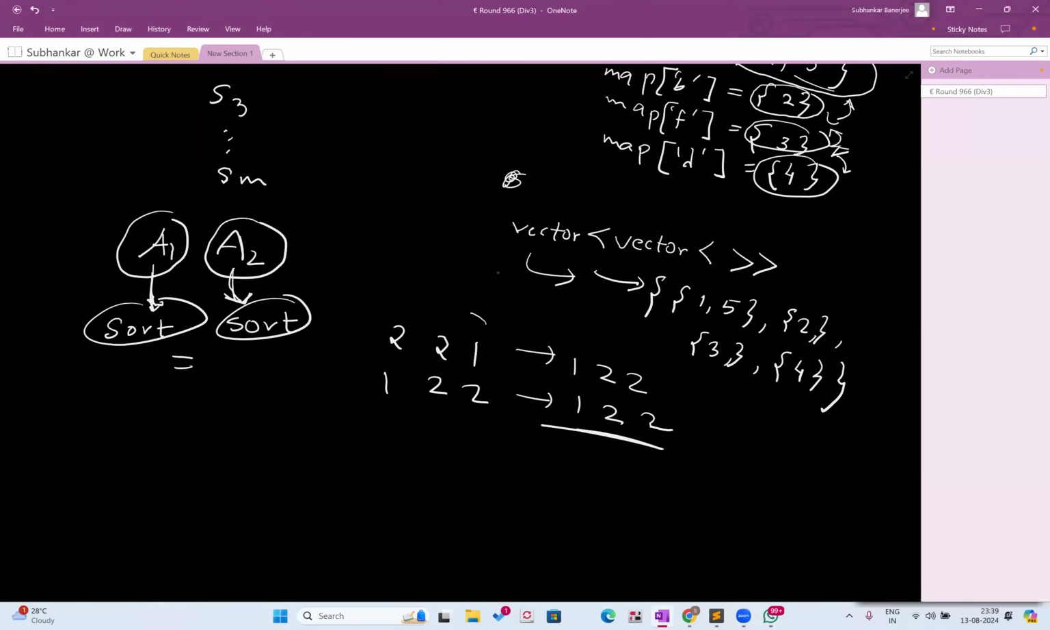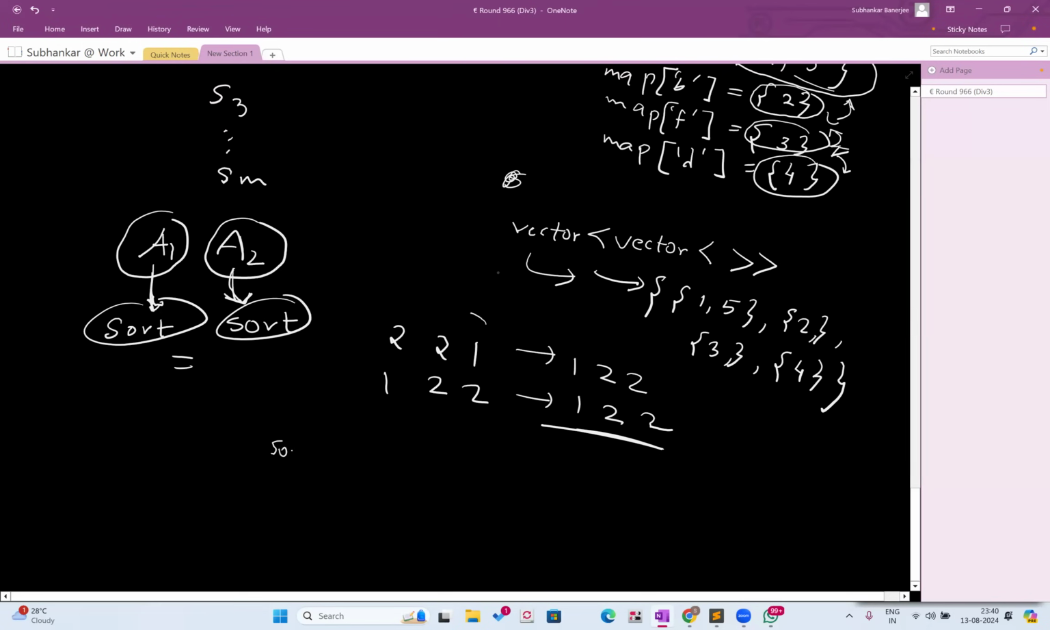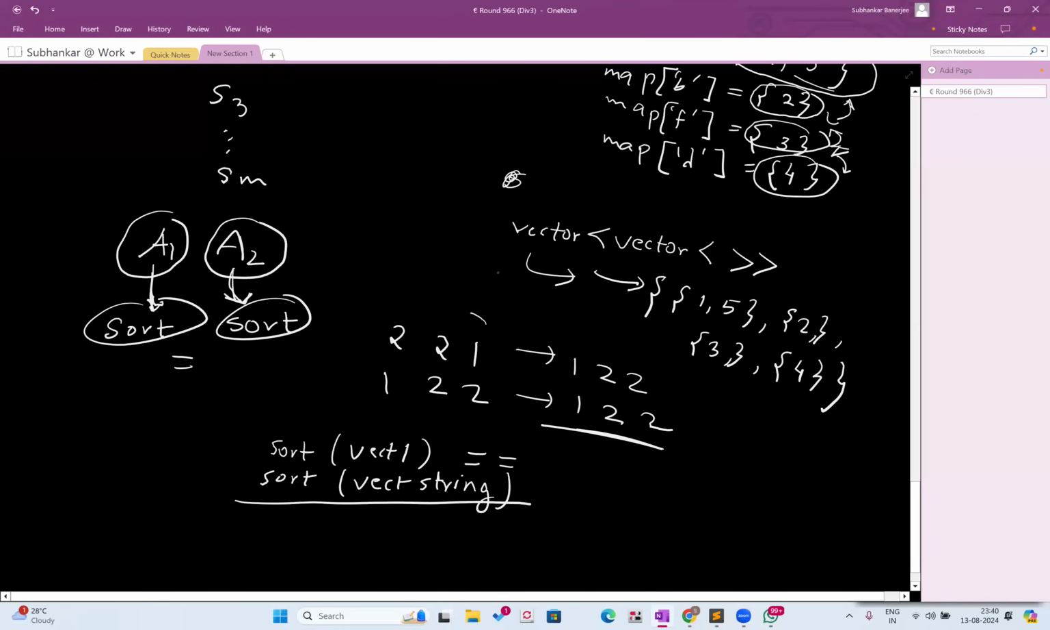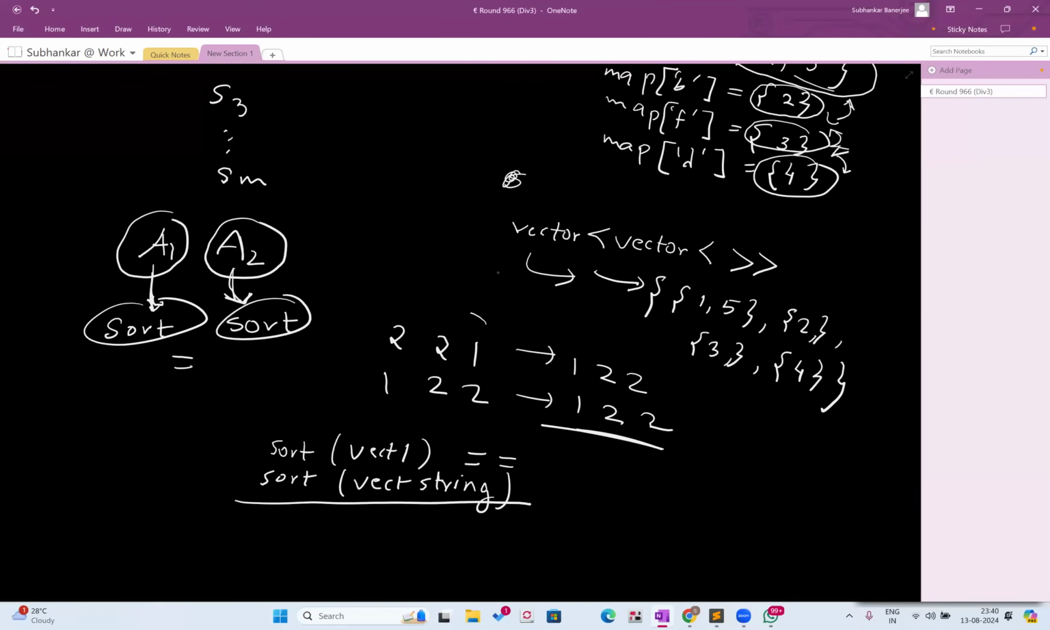So similarly for this vector of vectors, to check these two vector of vectors, the vector of the string and the vector of the initial array, we can just sort the initial vector of vector and sort the vectors of the strings as well, and then compare these two. If they're equal, then obviously all the elements were equal in order, and so that works.